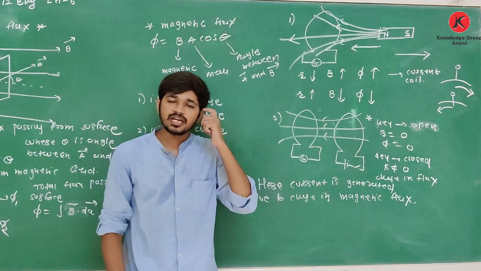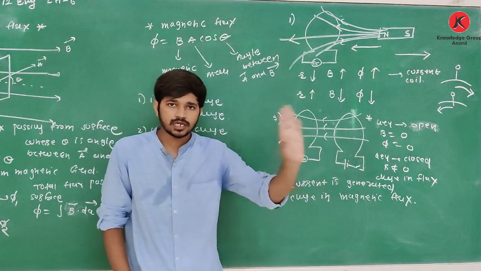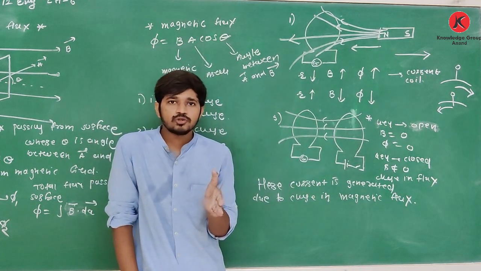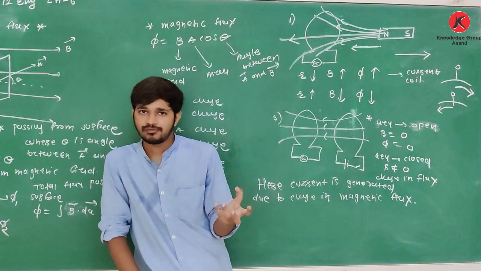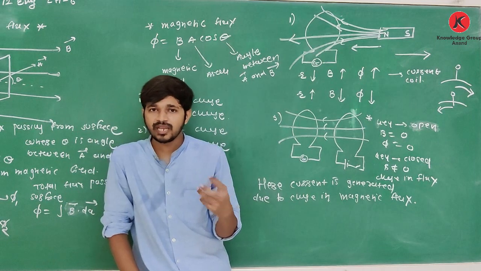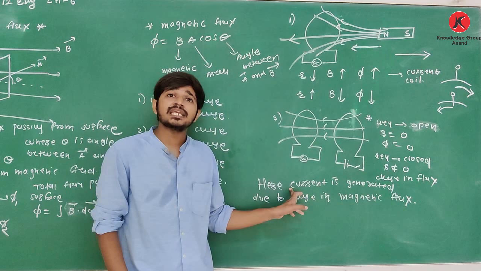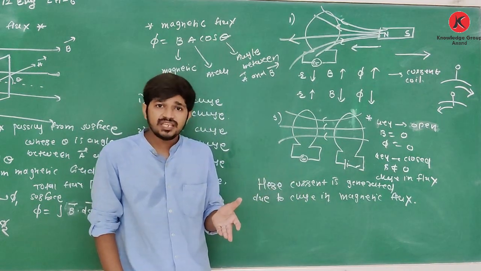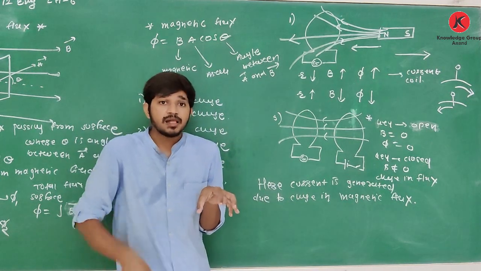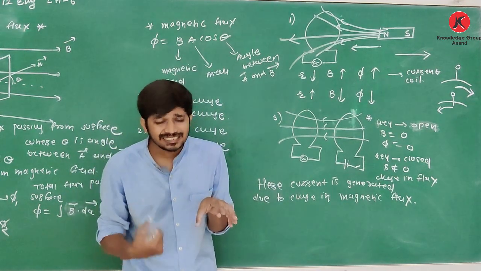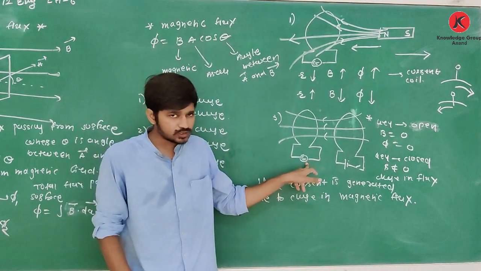Chapter number 3, current electricity. We know that if current is flowing, it means charges are moving. So to bring those charges in motion, we have to provide some EMF. Yes or no? For current, we have to provide some EMF. So here, as current is generated, we can say EMF is induced in the coil, because if EMF is induced, then and only then is current generated. Clear about this?